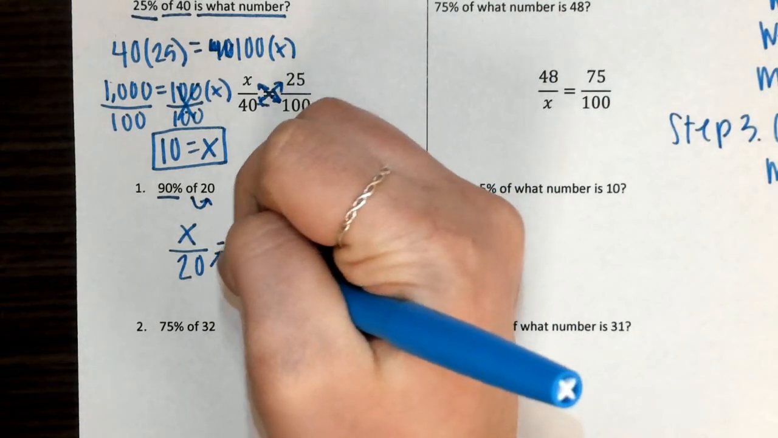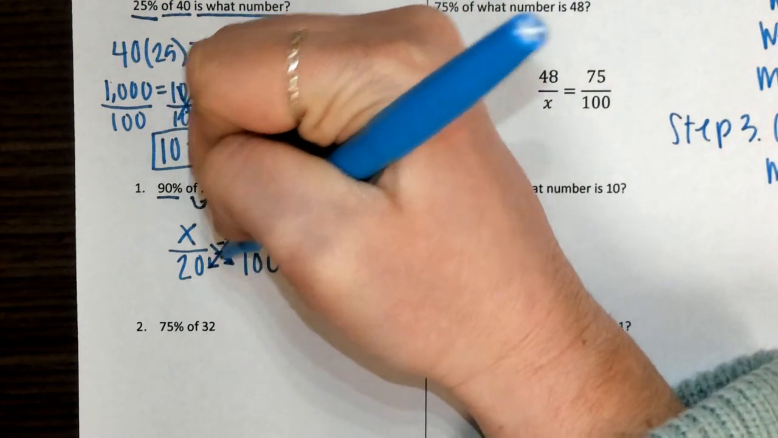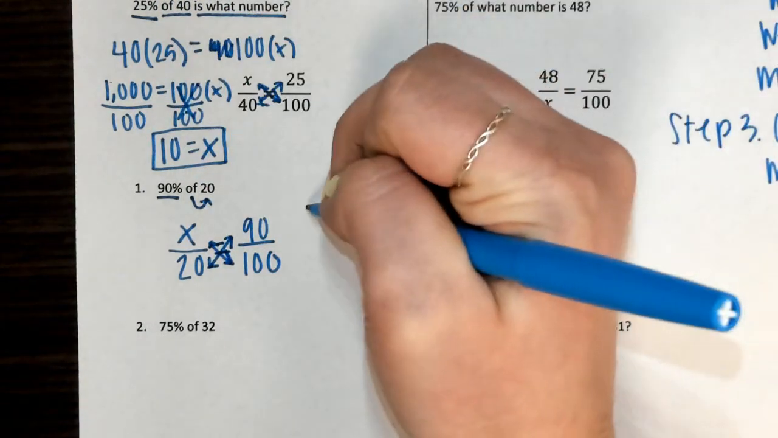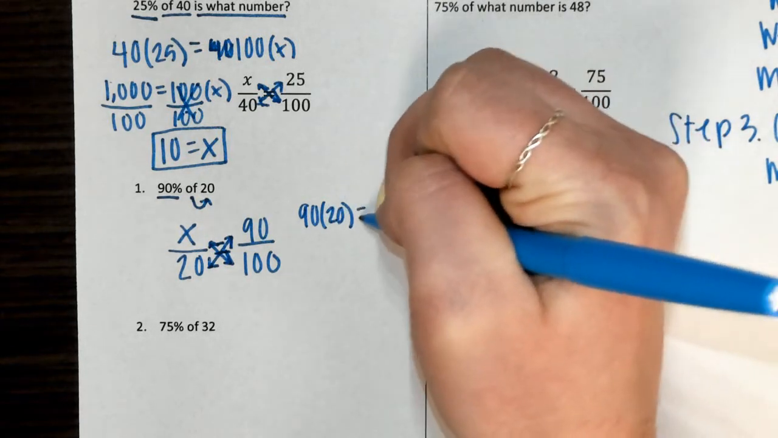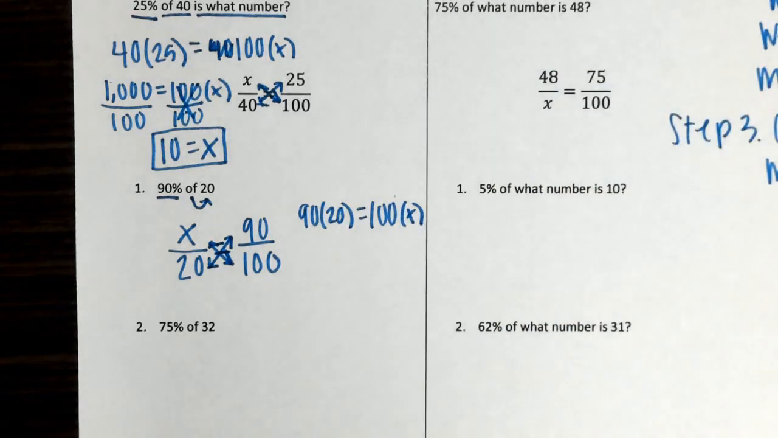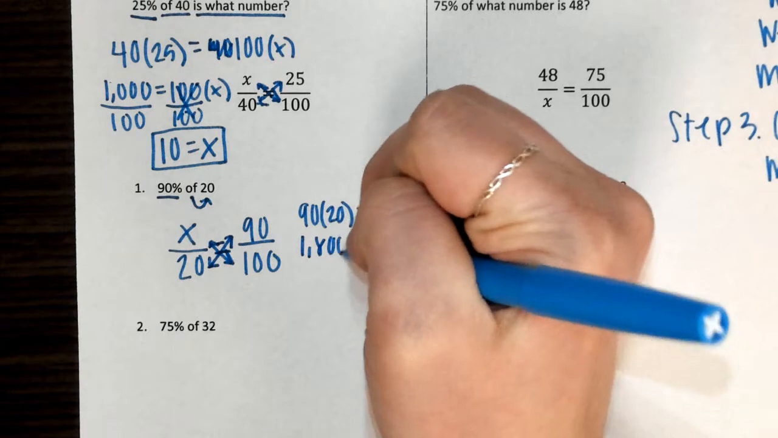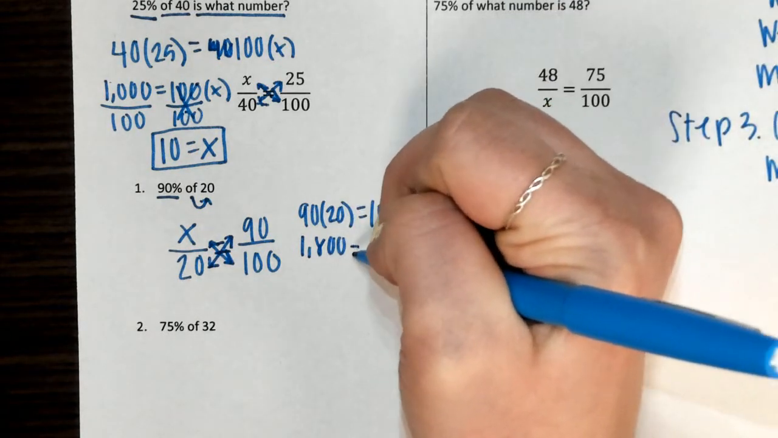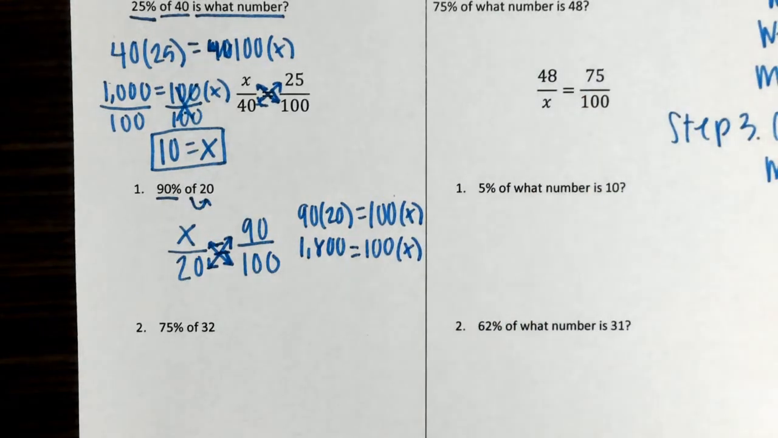So I'm going to do 90 times 20, because we're multiplying diagonally. I'm going to multiply 100 and x. So we have 90 times 20 equals 100 times x. I know that 90 times 20 is 1,800. And then I have 100 times x.